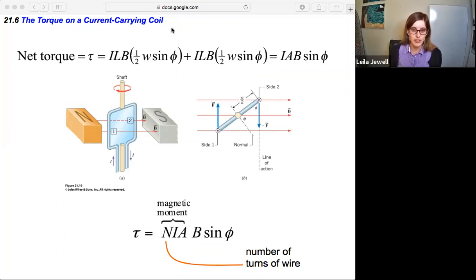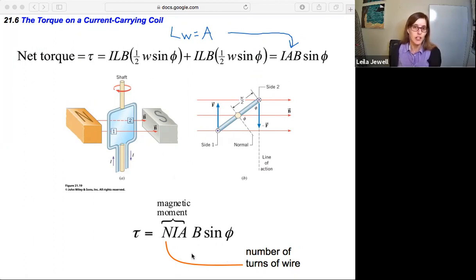And so then notice we have a length times a width, which is just going to give us an area. And so instead of a length, we now have an area in the equation in order to calculate torque. The other thing to consider is this is just for one turn, but if we had more turns, just as we saw in the last example, we would need to multiply by N. And that's what's done here. We've added in the number of turns in the wire, multiplied by the current, by the area, times the magnetic field, times sine of the angle that the normal makes relative to the magnetic field.